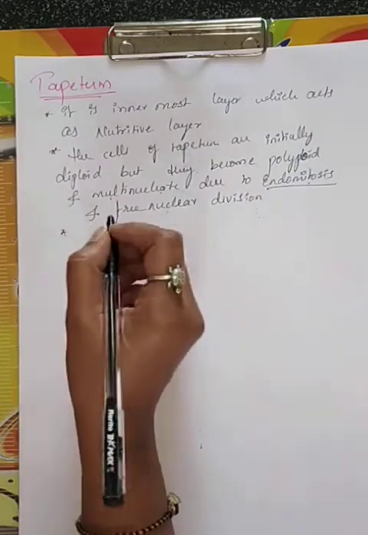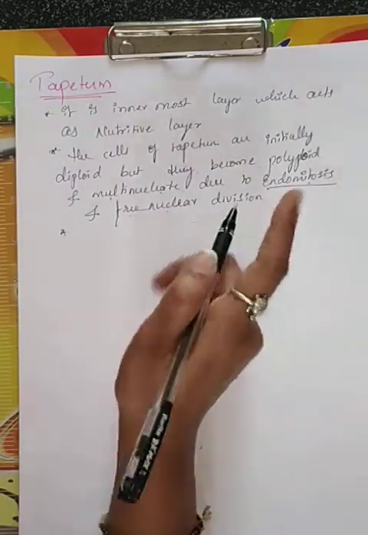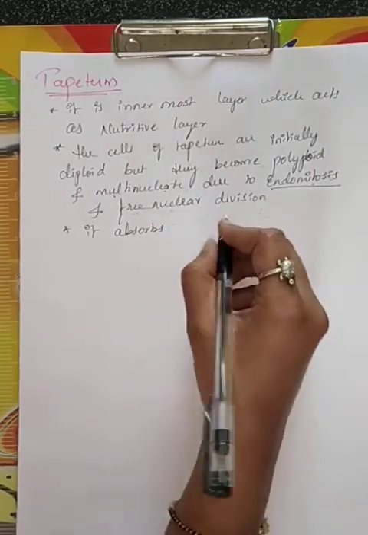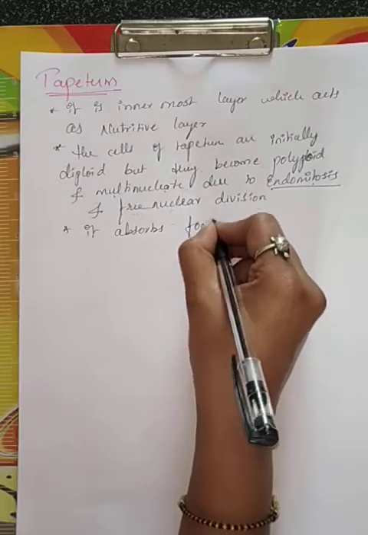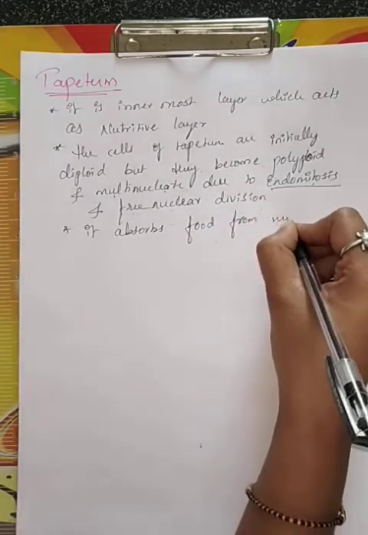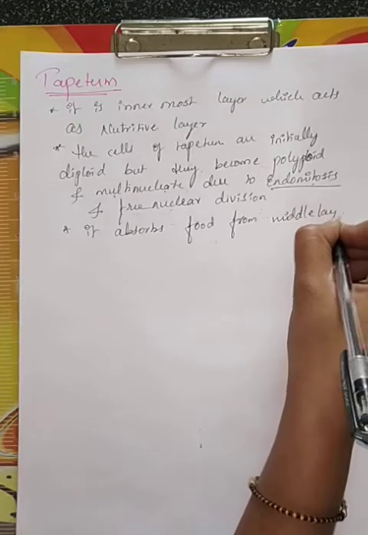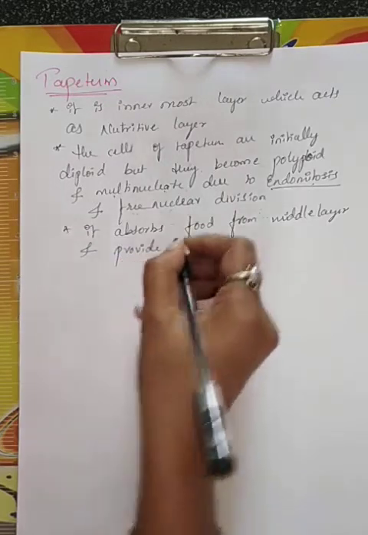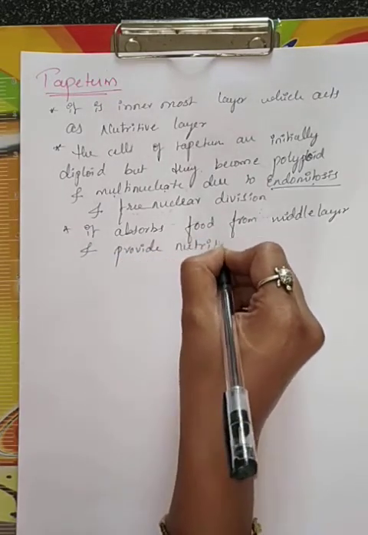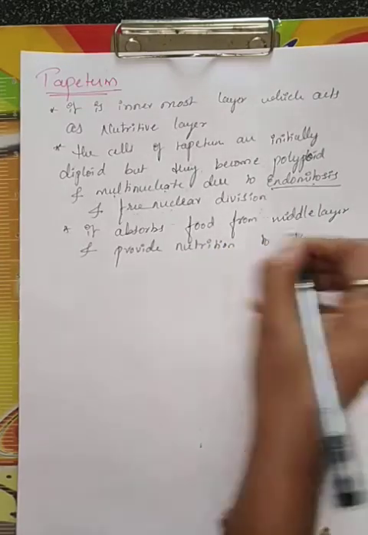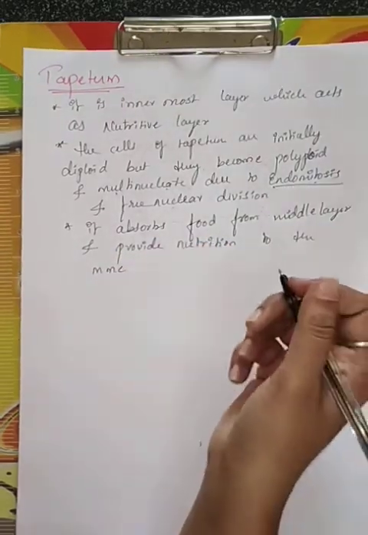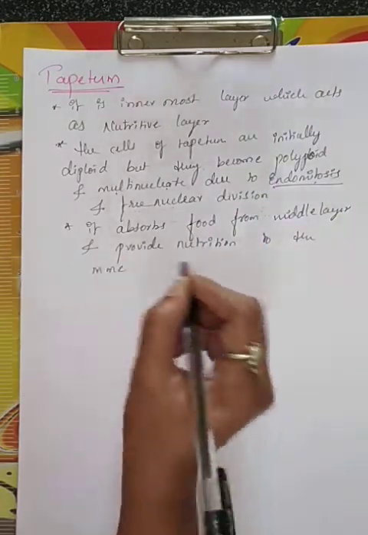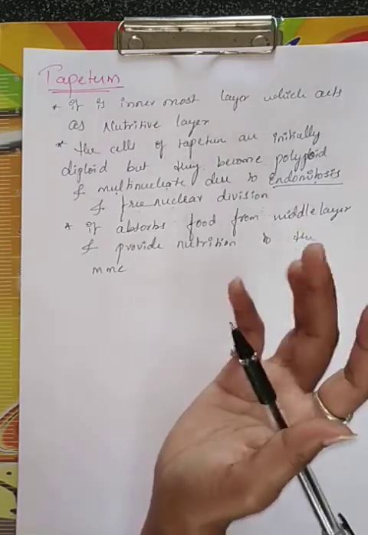Next, the tapetum absorbs food from the middle layer, and it provides nutrition to the MMC. MMC means microspore mother cell. I hope you are writing. The tapetum also disappears in mature anthers. Some mature anthers will not have the tapetum.